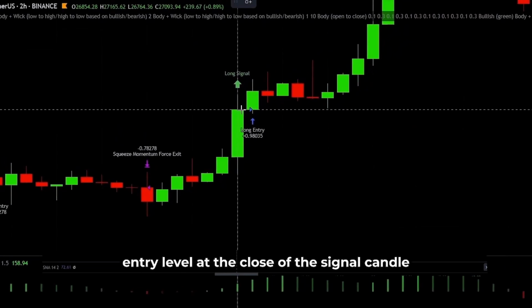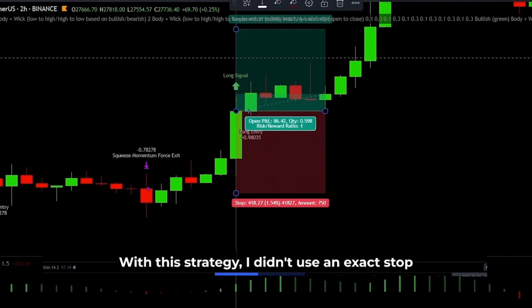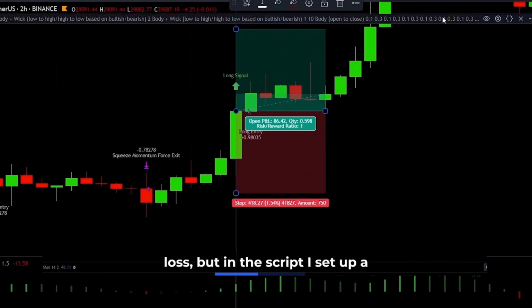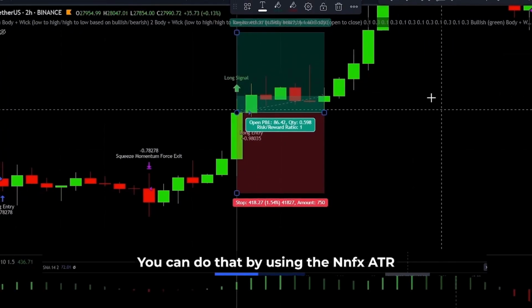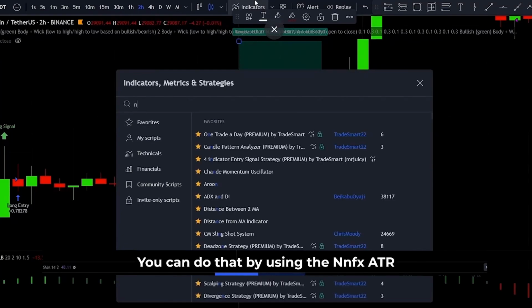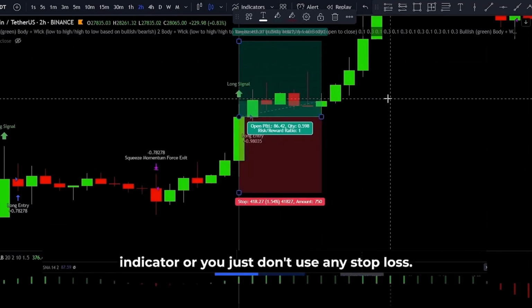Entry level at the close of the signal candle or at the open of the next candle. With this strategy, I didn't use an exact stop loss, but in the script I set up a 10 times ATR distance for the stop loss. You can do that by using the NNFX ATR indicator, or you just don't use any stop loss.